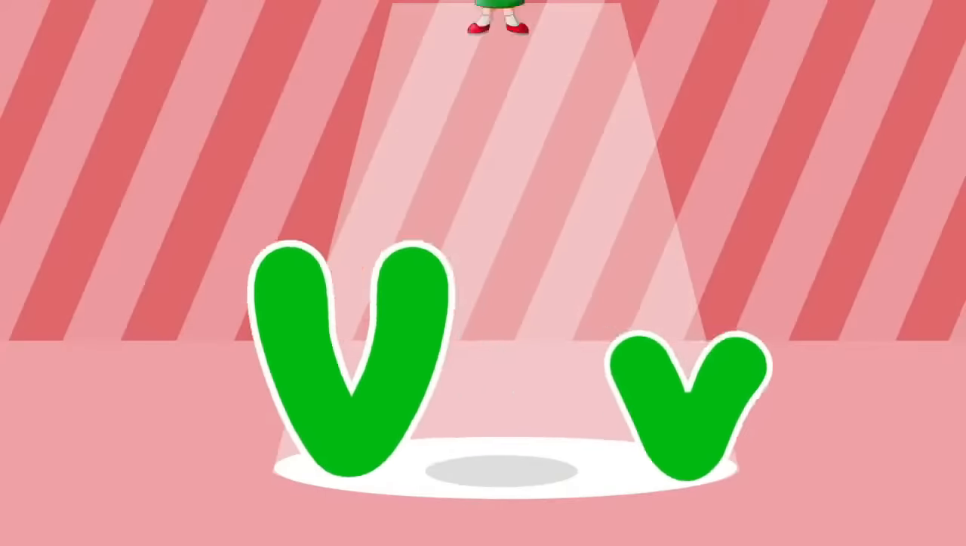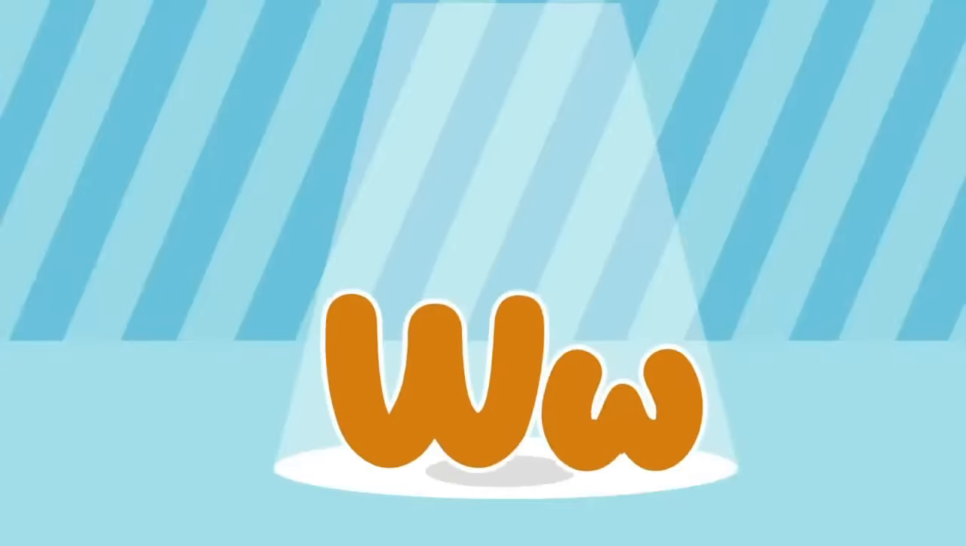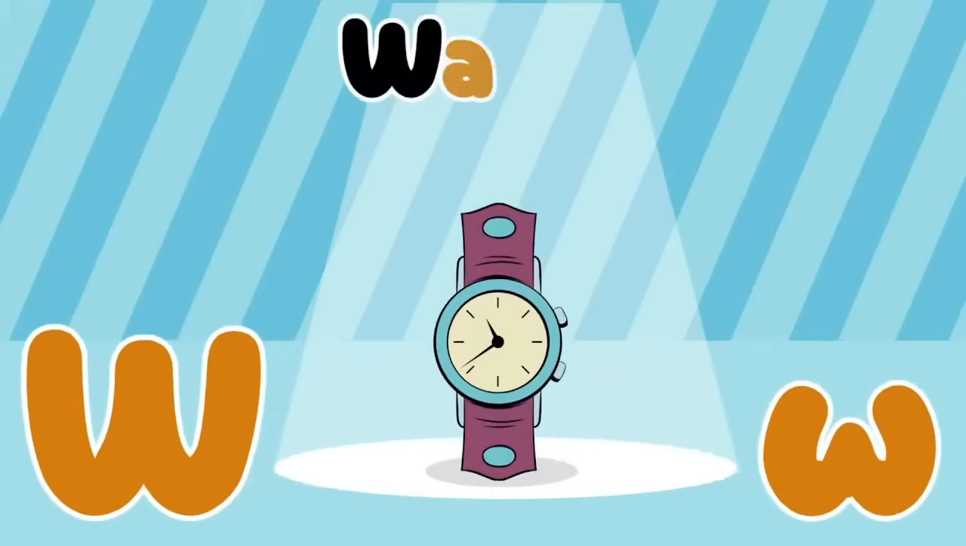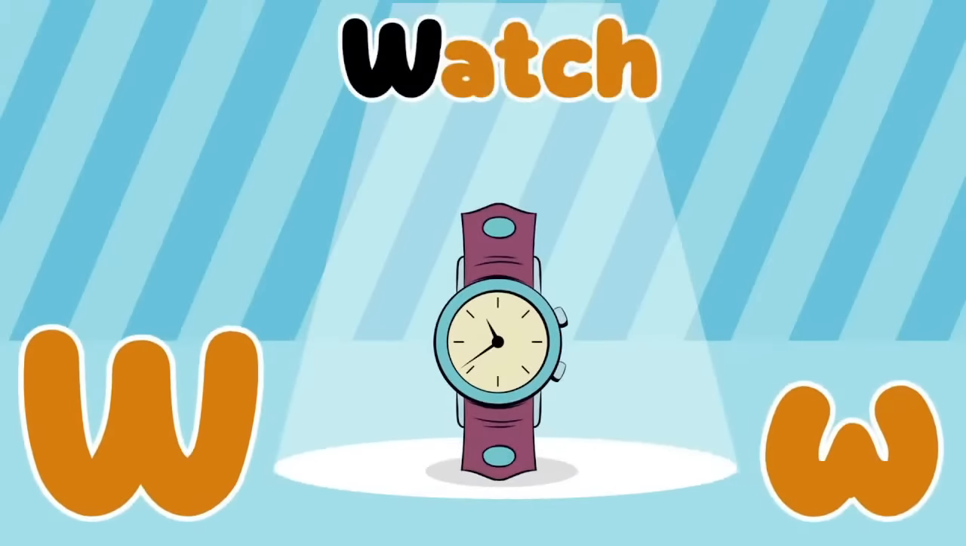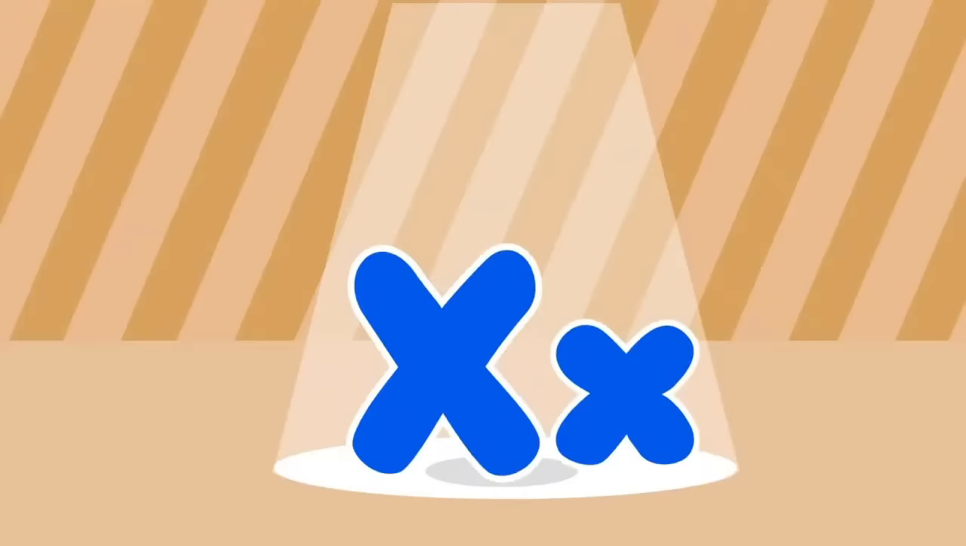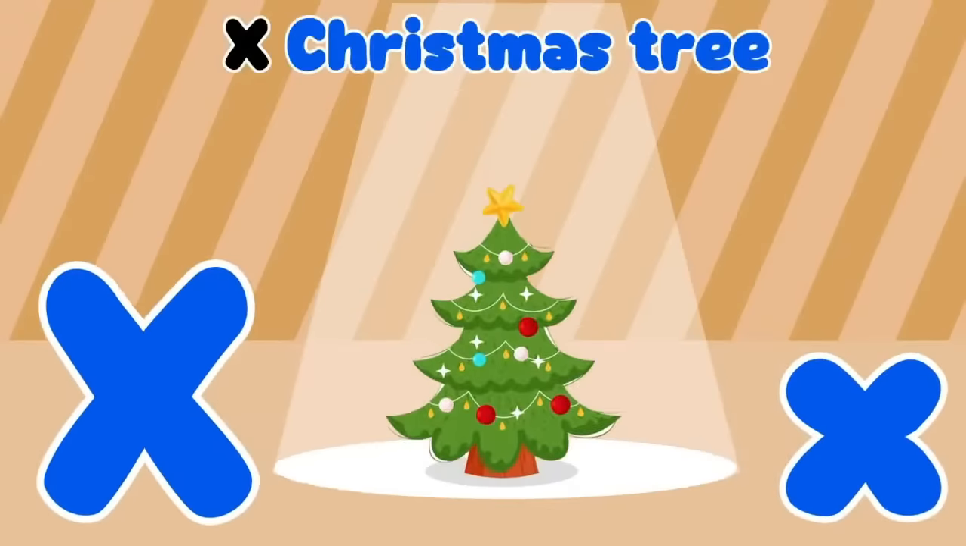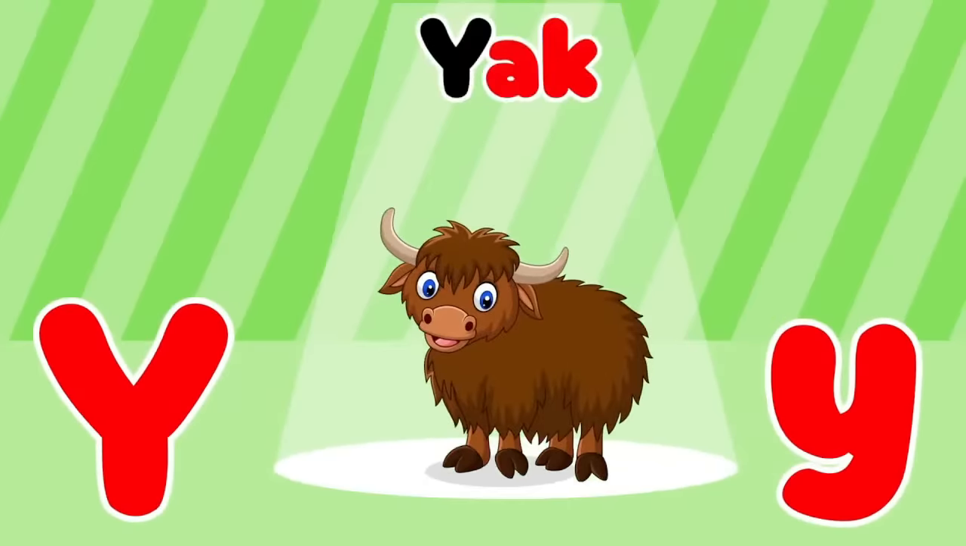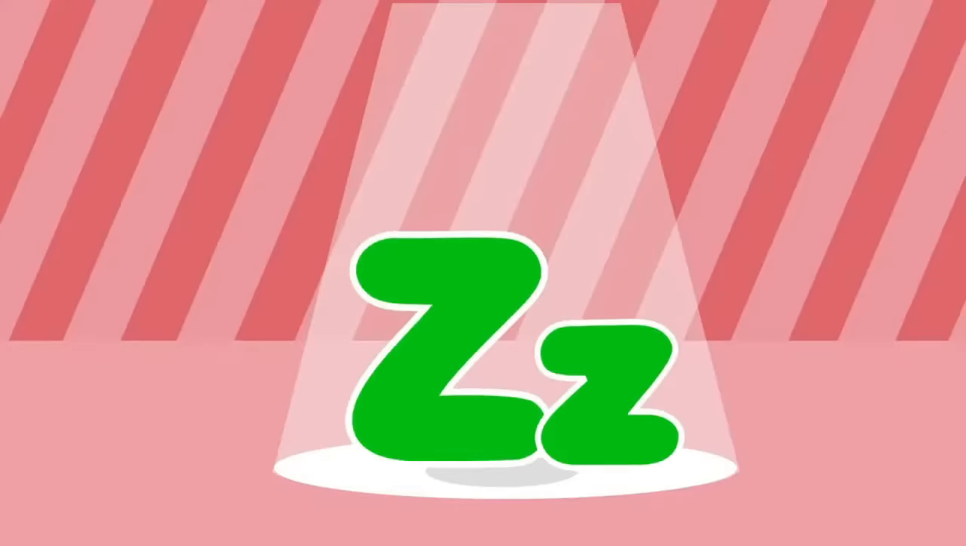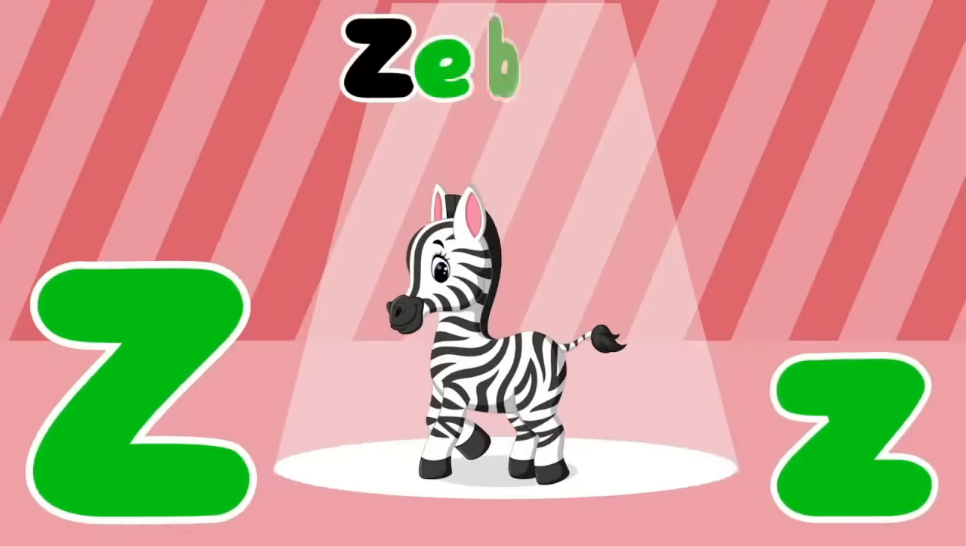V for van. W for watch. X for Xmas tree. Y for yak. Z for zebra.